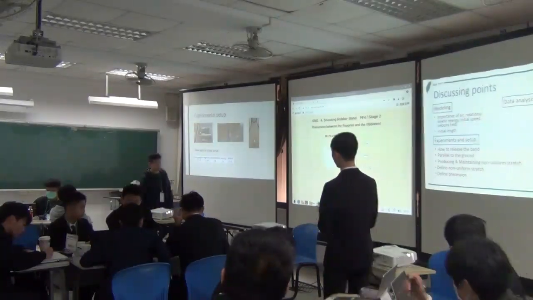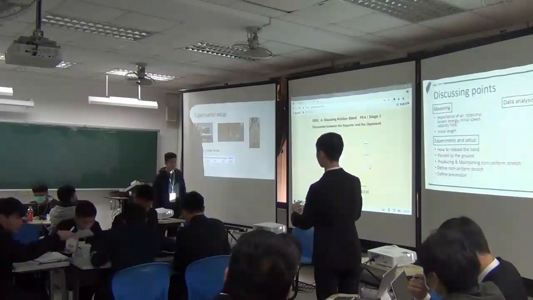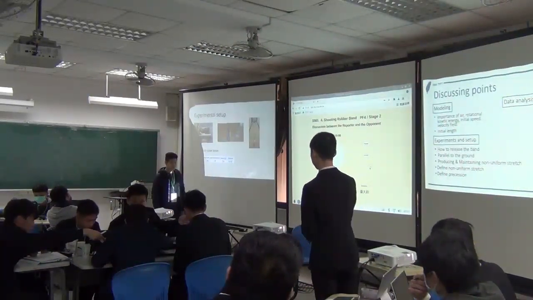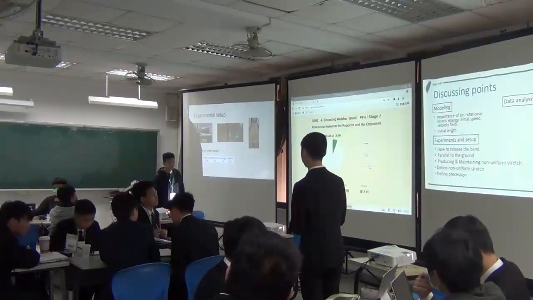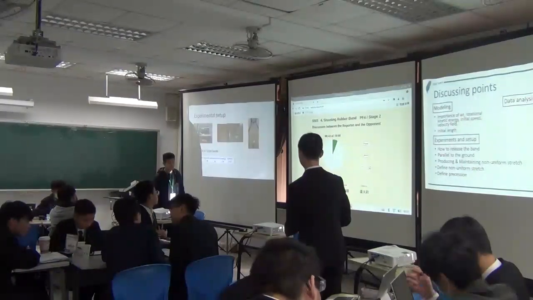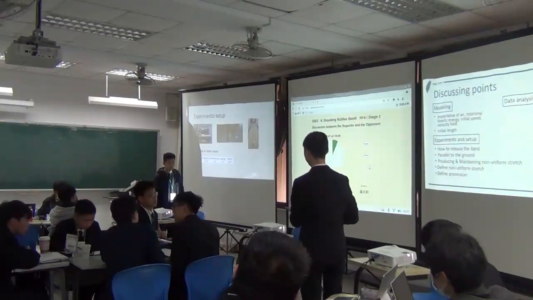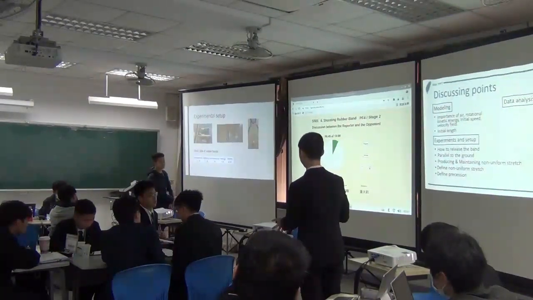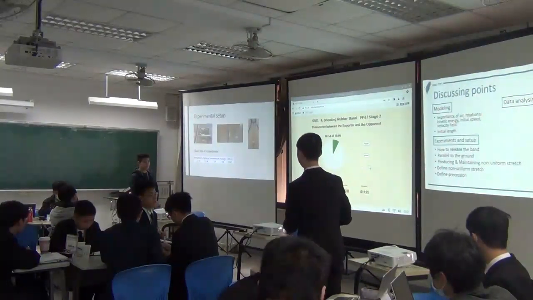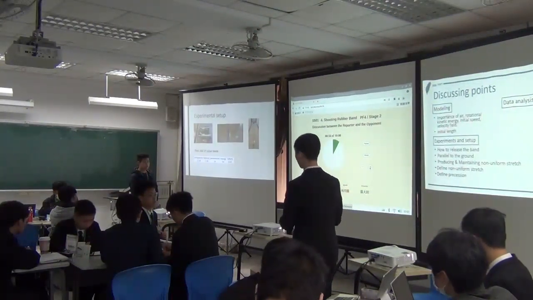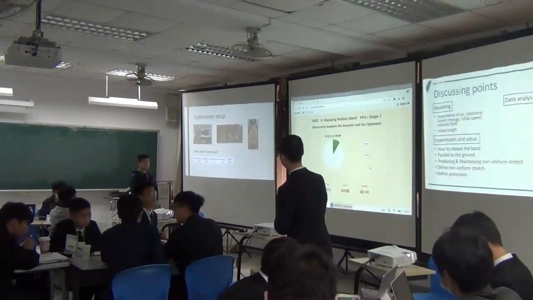You define the non-uniform stretch as the difference between the two stretching lengths of the rubber bands. Yes, and because the problem says that by non-uniform stretch it will fly longer, we think it must contain a lot more potential energy. So if you were to maintain non-uniform stretch, you need to provide some support for it.